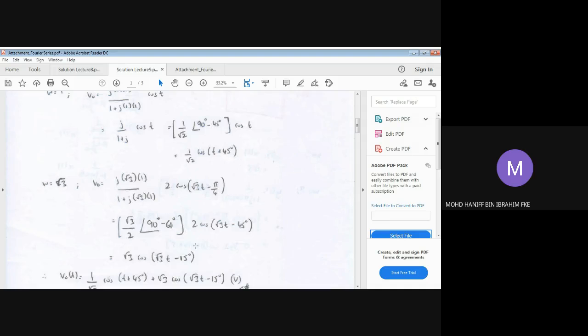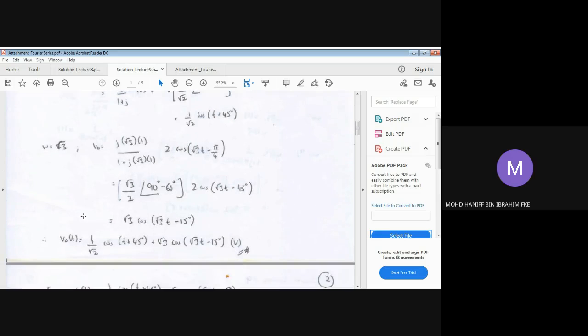Okay, so you have now obtained the individual response with regard to each frequency component. Finally, to find the total output voltage, we just sum them together. So that should be the output voltage after the summation.